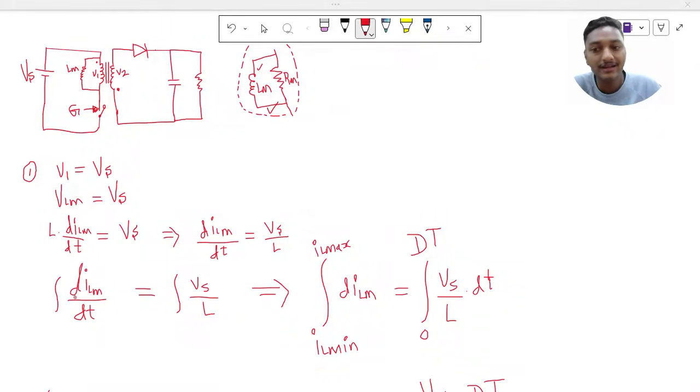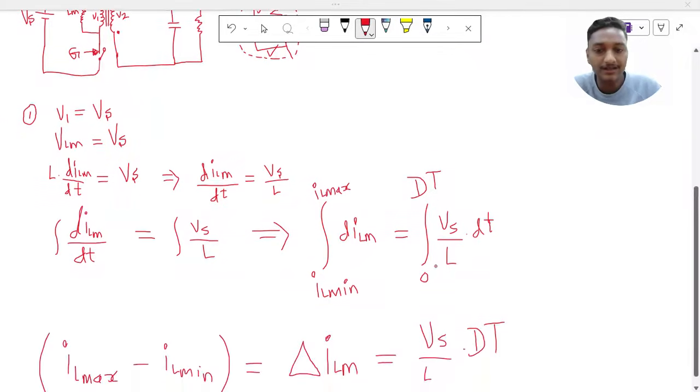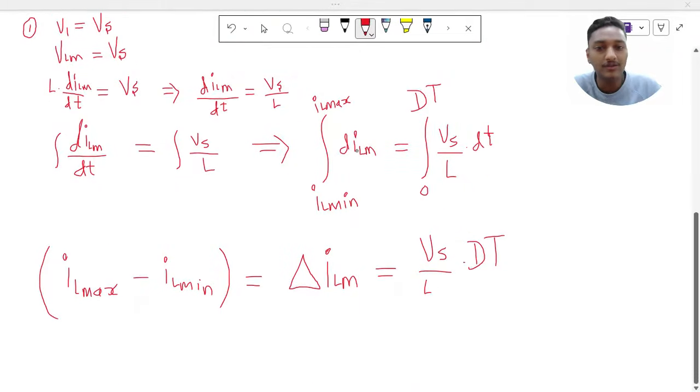Now I integrate both sides, and the dt term I have transferred to the other side. So I get the integral of dILm, which goes from IL minimum to IL maximum, and dt goes from 0 to Ton, the on duration. Integrating, I get IL max minus IL min equal to delta ILm, which equals Vs by L into dt.